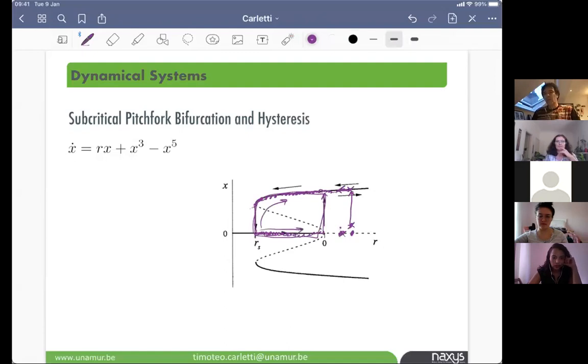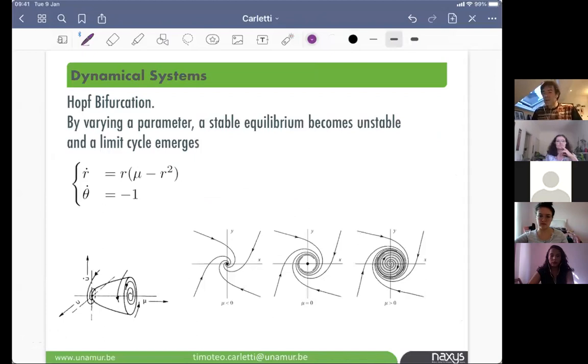So this is a phenomenon which is quite frequent. It is also called hysteresis. It is related to the subcritical pitchfork, but you need this correction term because otherwise everything blows up. Okay, the next one you already spoke about is called Hopf bifurcation.